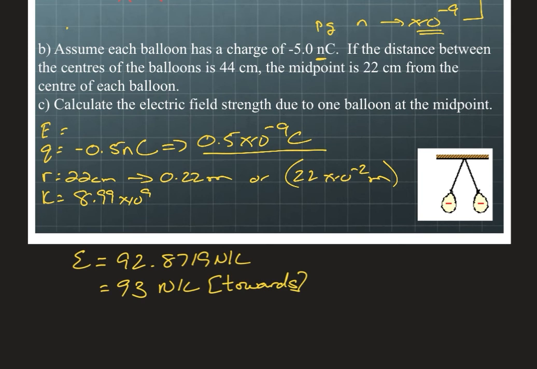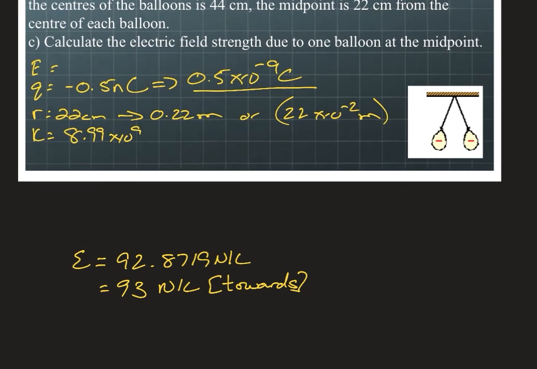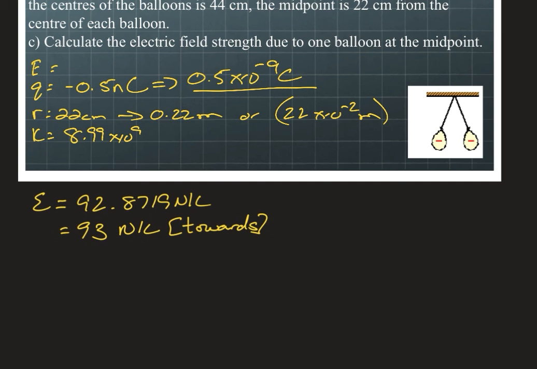Okay. Now the last question, what it asks for C, is it asks for the electric field strength at the midpoint. So the midpoint is the one right in the middle. So this hopefully is if you can kind of understand this. If I understand this correctly, because they're being repelled, this direction on this balloon is going away at 93 newtons per coulomb. But again, remember, the one on the right is doing the exact same thing. It's being pushed away at, again, 93 newtons per coulomb to the right.